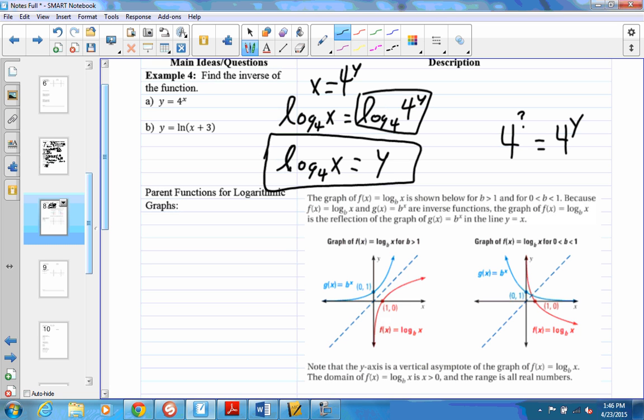So, guys, so finding the inverse of y equals 4 to x, Ashton. Wasn't even me. Hold on, move over here. Thank you.